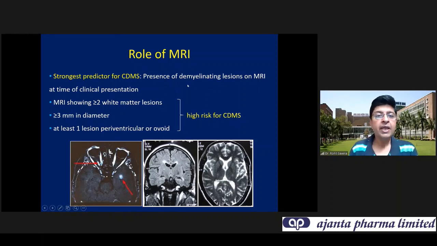So at the time of clinical presentation, if the MRI shows even one white matter lesion, then there is a very high risk of clinically definitive multiple sclerosis developing in this patient. And it's important in typical optic neuritis for us to be able to anticipate the progression to multiple sclerosis, because MS in the long term can be very disabling, and therefore it's important to know from the beginning, because there are now disease modifying drugs available that can delay the onset of severe multiple sclerosis and disabling lesions in them.